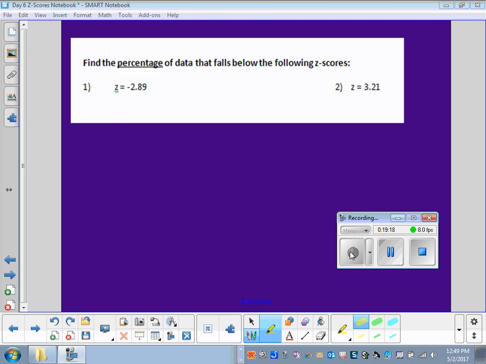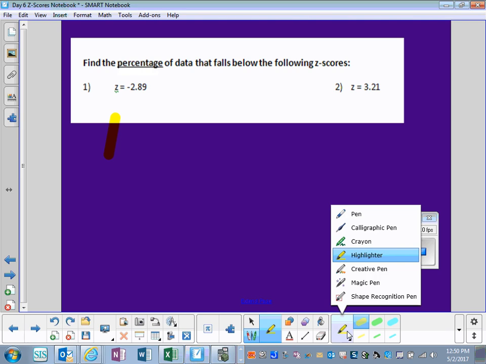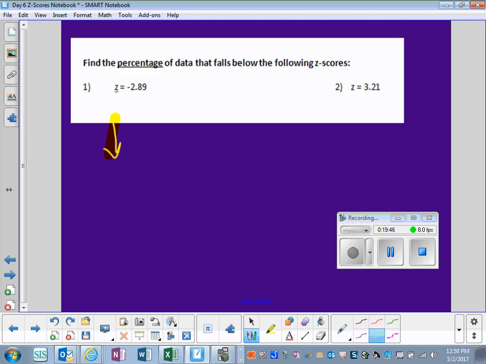Find the percentage of data that falls below the following z-scores. So if your z-score is negative 2.89, what is the probability of falling below? What number is it going to on the top? Right. So if the z-score is negative 2.89, in my column I need to find negative 2.8, and in the first row I need to find the number 0.09. Then you go down and to the right, and the cell that is in the intersection will be your answer. What is that answer? 0.0019.